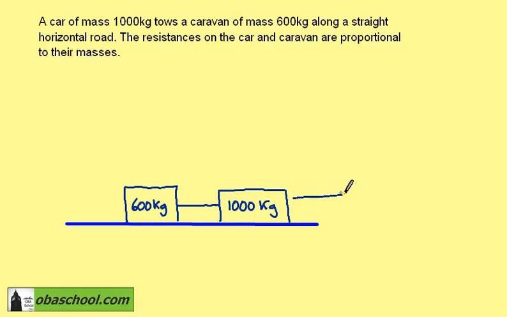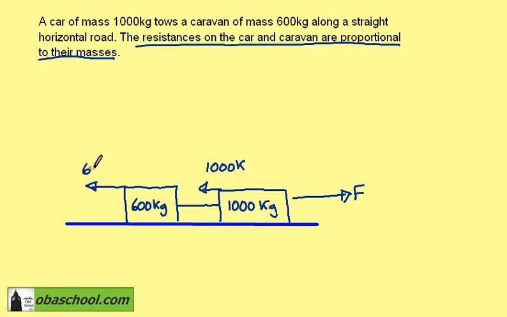The engine of the car would produce a driving force which we'll call F. A difficult thing to model are the resistances on the car and caravan being proportional to their masses. If they're proportional to the masses, then we must have a constant of proportionality. So the resistance on the car would be 1000 K, where K is the constant of proportionality, some number. The resistance on the caravan would be 600 times the same constant of proportionality.